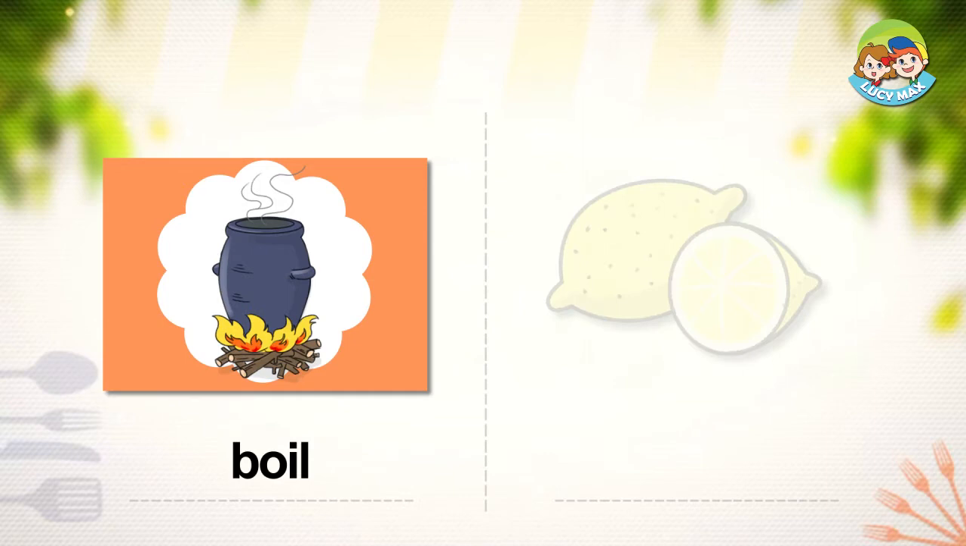Boil. When we boil water, the water becomes very hot. Then it changes from liquid to steam. In the picture, you see a large pot of water. It is boiling, so steam is coming up from the pot.